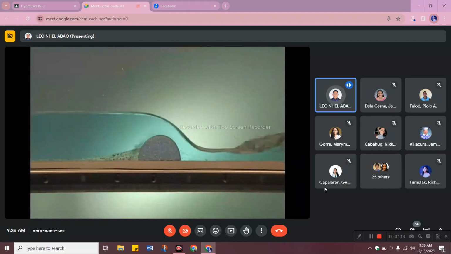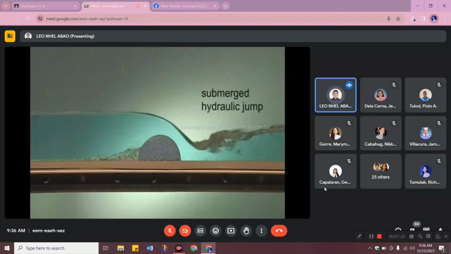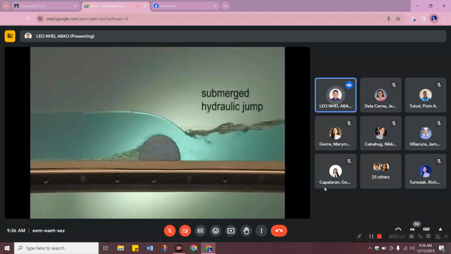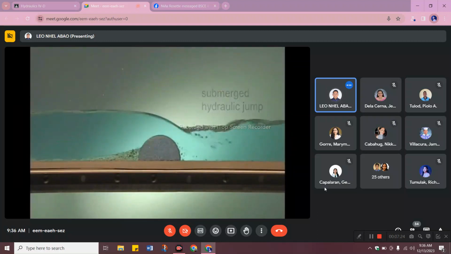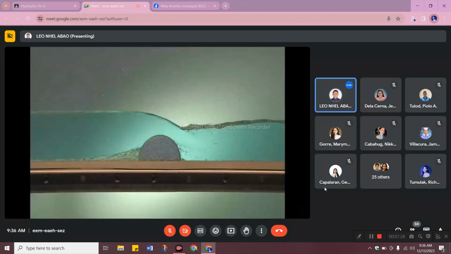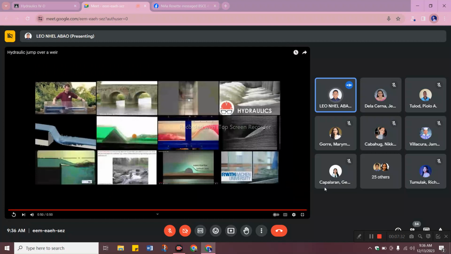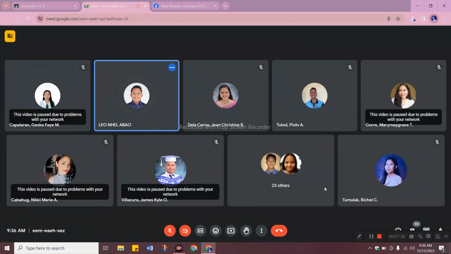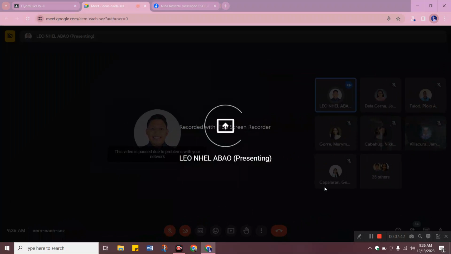Okay, so next is the hydraulic jump, class. Hydraulic jump occurs as a type of flow, no? From low or subcritical to critical flow. So at least you now have a visualization of the different types of flow.